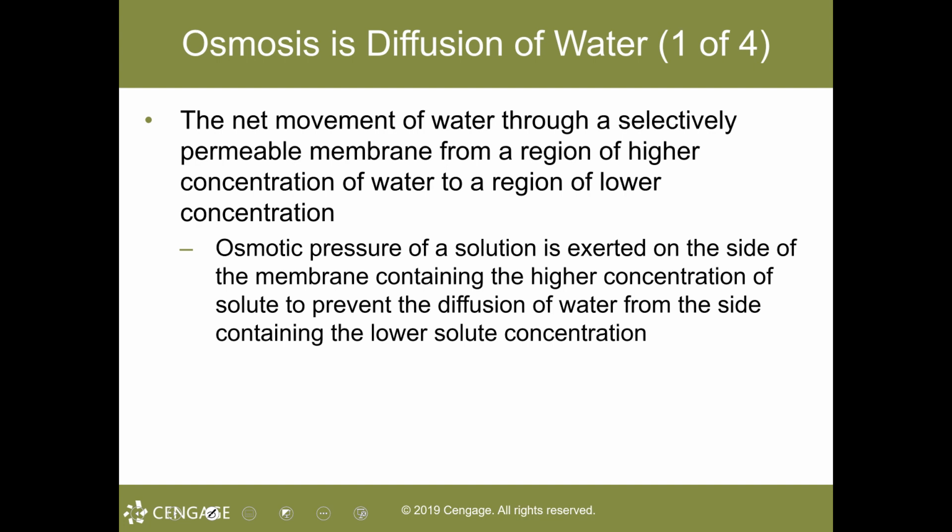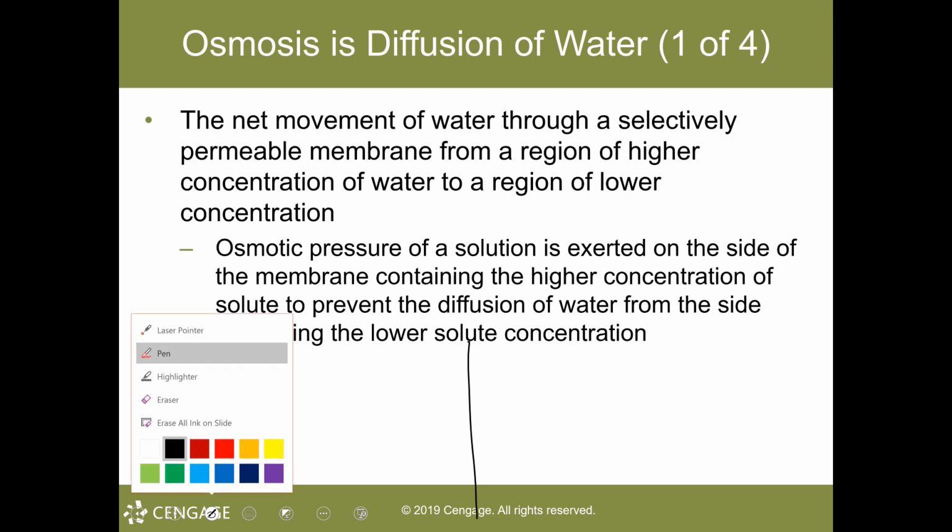So it's that osmotic pressure of the solution exerted on the side of the membrane containing a higher concentration of solute to prevent the diffusion of water from the side containing the lower concentration of solute. And I guess I'll do a bit of drawing here. So let's call this a selectively permeable membrane. What I've just drawn for you is the selectively permeable membrane.